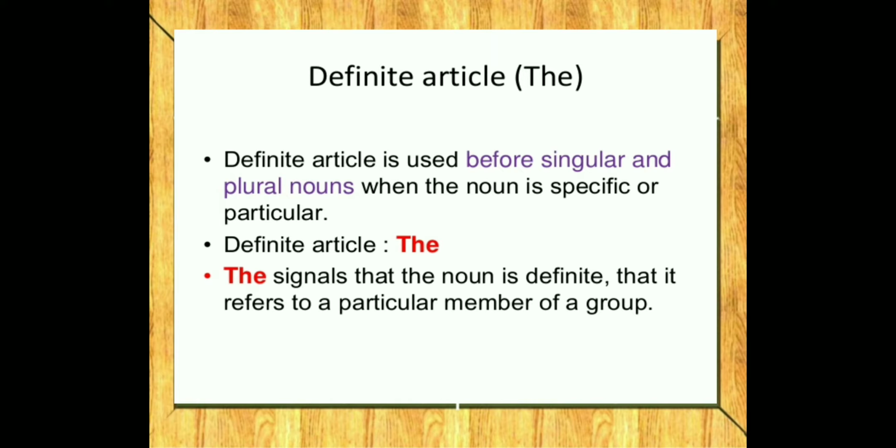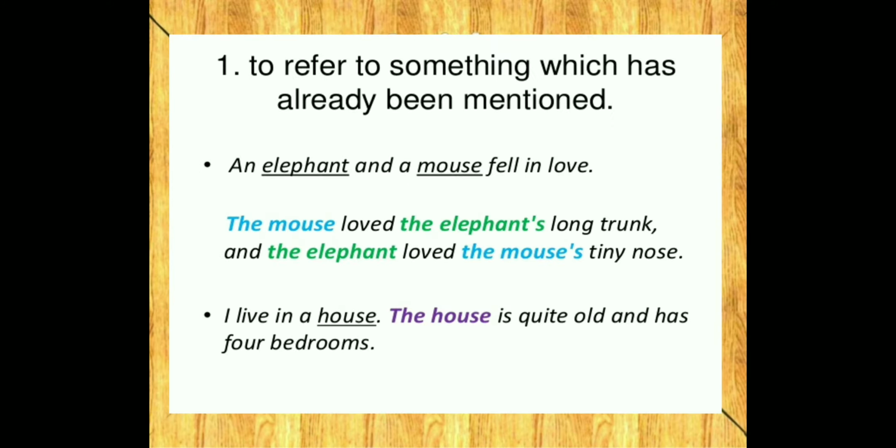Definite article is used before singular and plural nouns when the noun is specific or particular. The only definite article is the. The signals that the noun is definite, that it refers to a particular member of a group. Let's discuss the different cases where the article the is used. The first case is to refer to something which has already been mentioned.